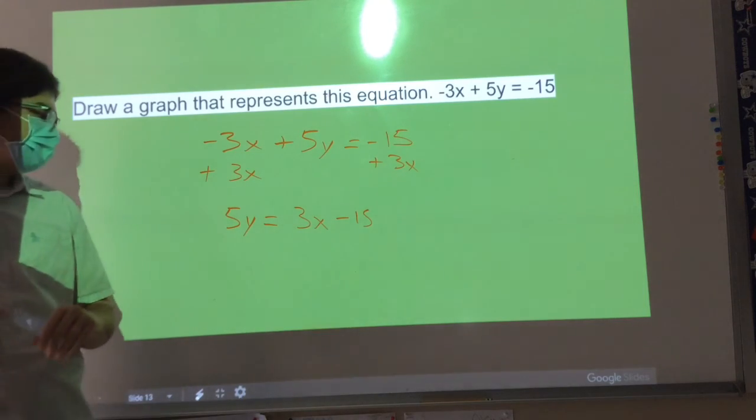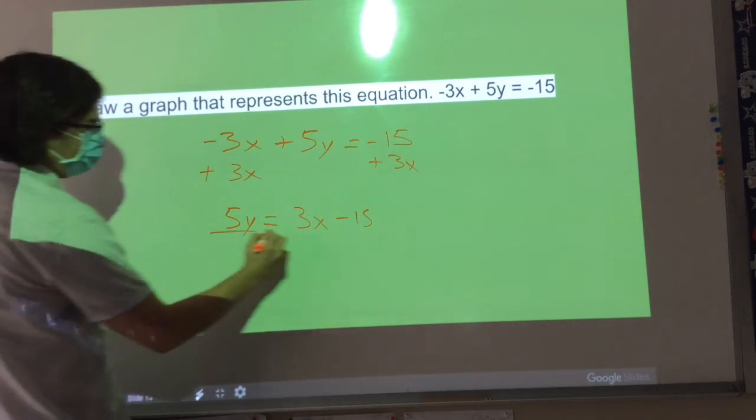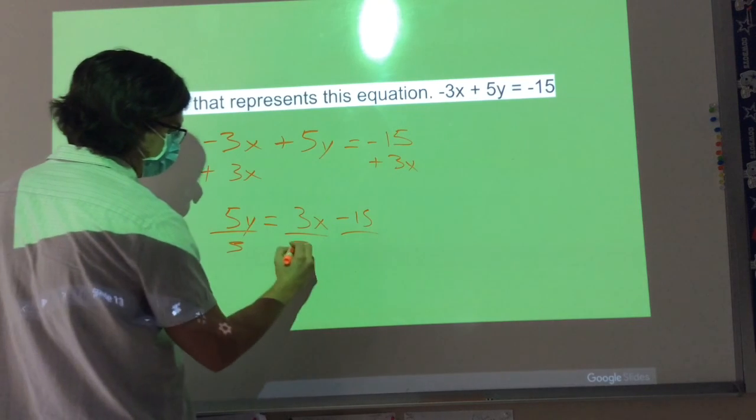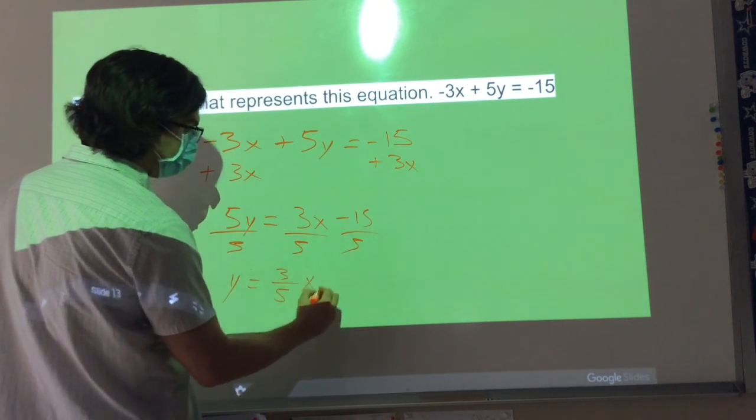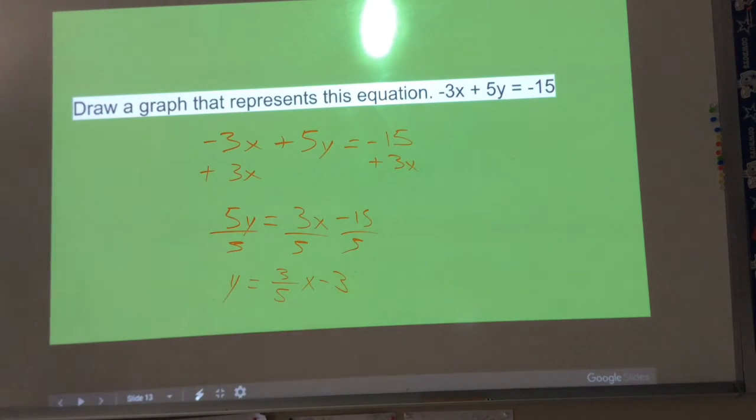Okay, Steven, what's next? Divide by 5. Divide everything by 5. So we're going to have y equals 3 over 5x minus 3. We're okay with that? Yes. Could you graph that line?